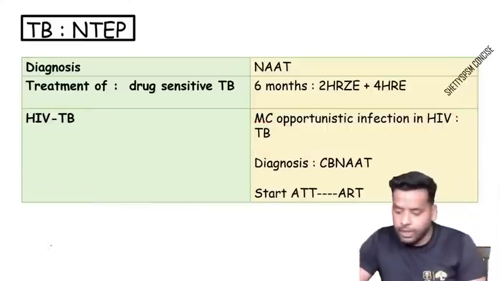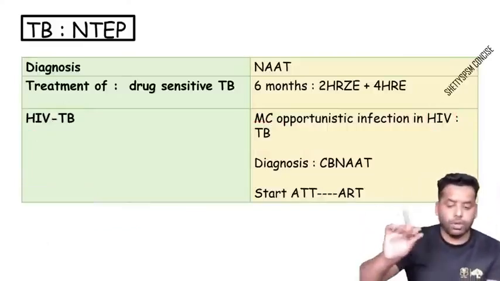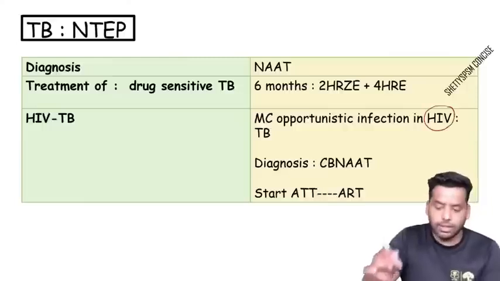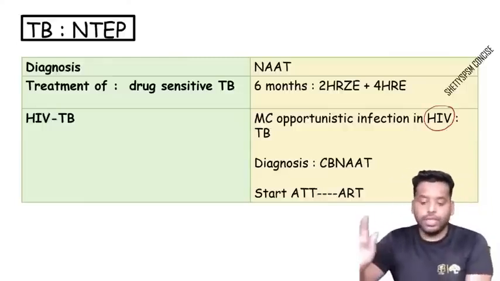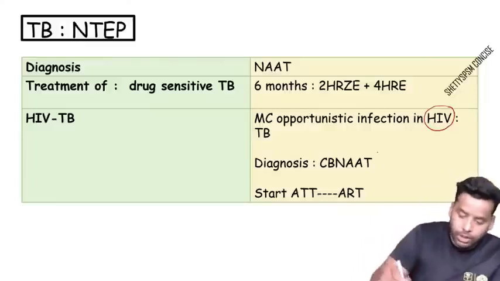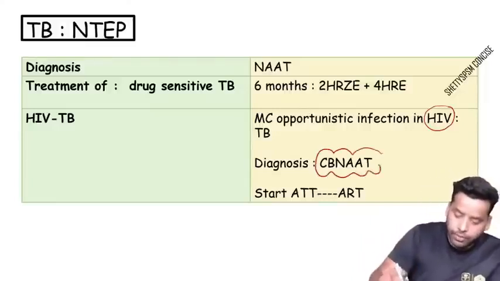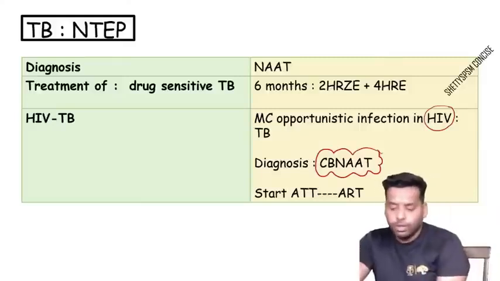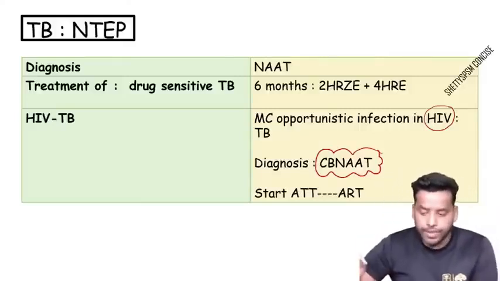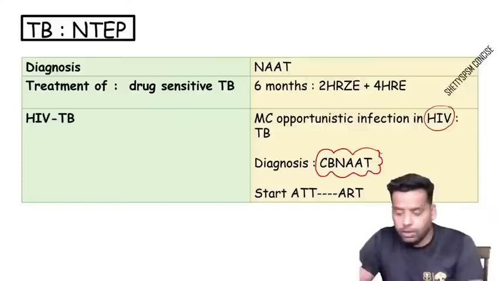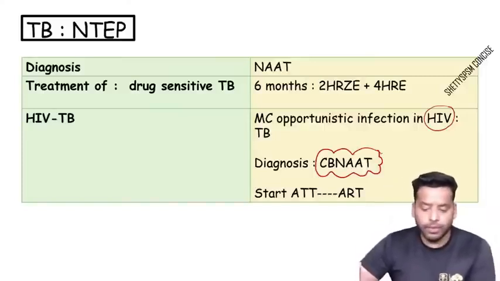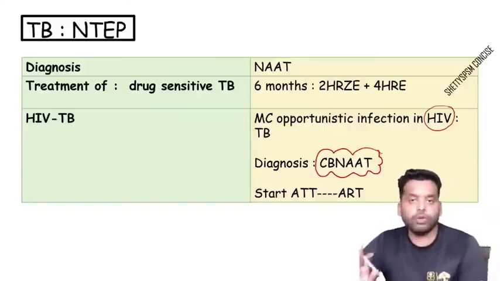What is the answer? Repeat. What is the most common cause of death in HIV? Again, the answer is tuberculosis. That is why TB has to be ruled out. What is the test we do for ruling out tuberculosis? CBNAT. In all HIV patients, in order to rule out TB, we have to do CBNAT.